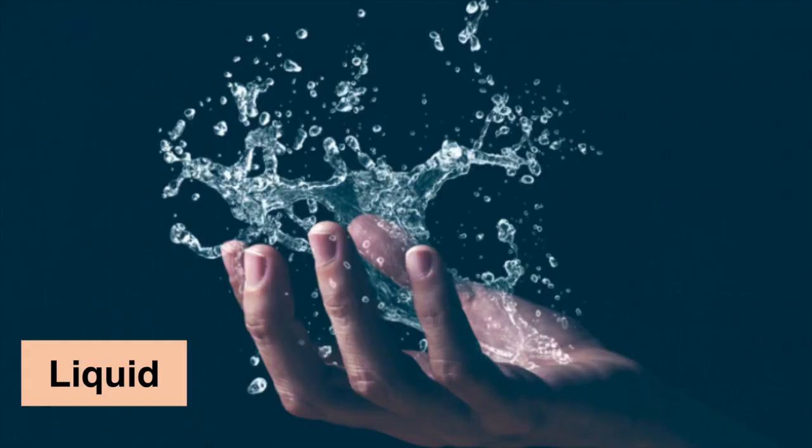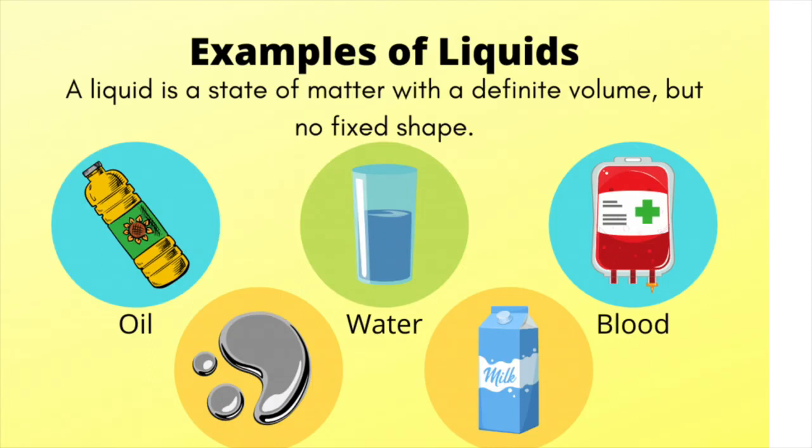Number 2. Liquid, which is the second state of matter. The simplest way to determine if something is a liquid is to ask this question. If I try and move it from one container to another, for example by pouring, will it conform or take on the shape of the new container? If you take a glass of water and pour it into another glass, it clearly conforms. It takes on the shape of the glass.